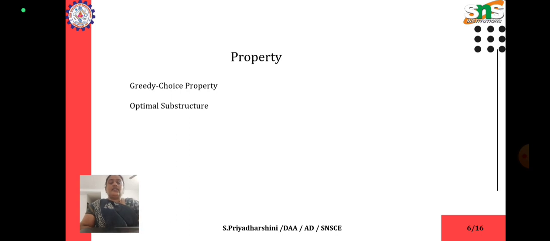Let's see the greedy property. The greedy property is of two types. The first one is the greedy choice property and the other one is optimal substructure. So what is the greedy choice property? It says that a globally optimal solution can be arrived at by making a locally optimal choice. The next property is optimal substructure. An optimal global solution contains the optimal solutions of all its subproblems.